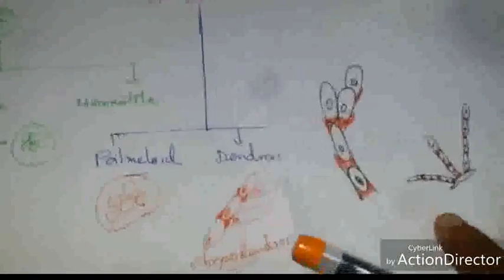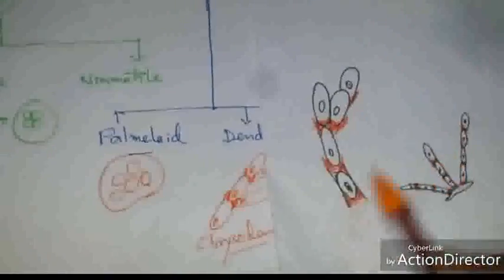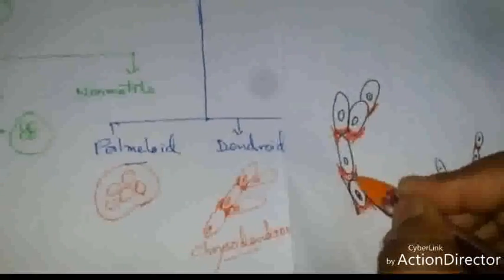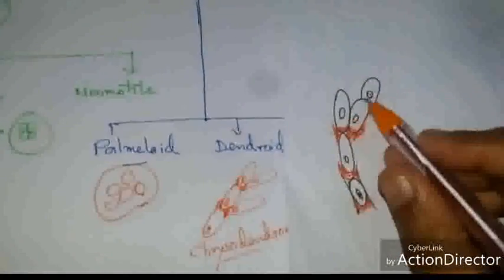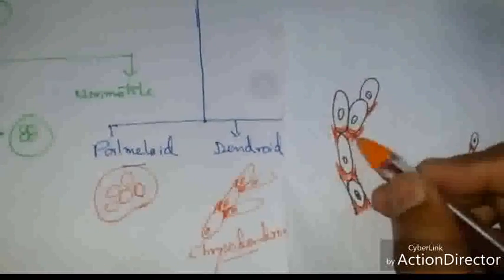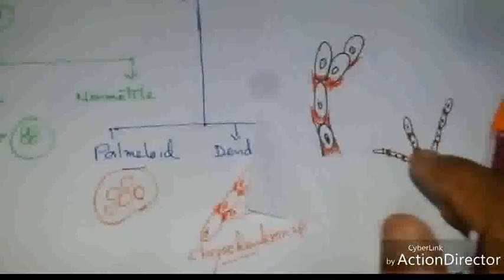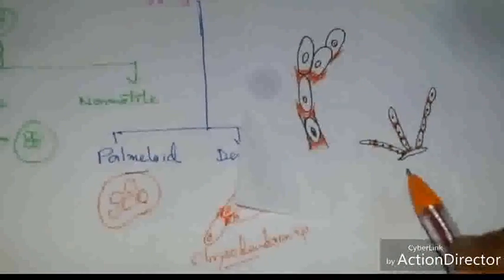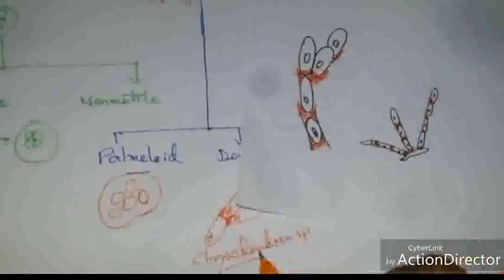It looks like this. So this is a gelatinous matrix, and it has numerous cells which are connected to each other by the gelatinous matrix and looks like a microscopic tray. It's an example of Chrysodendron.